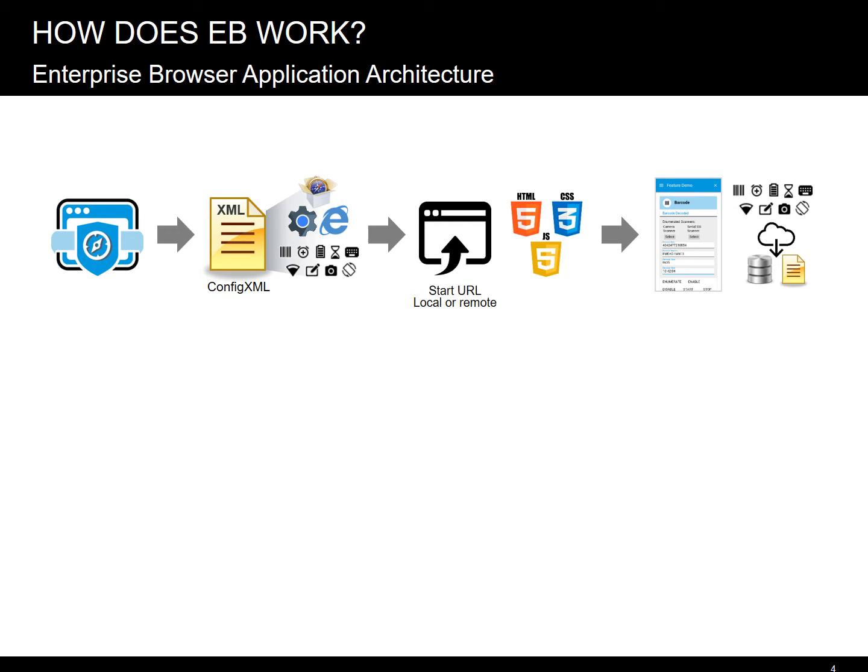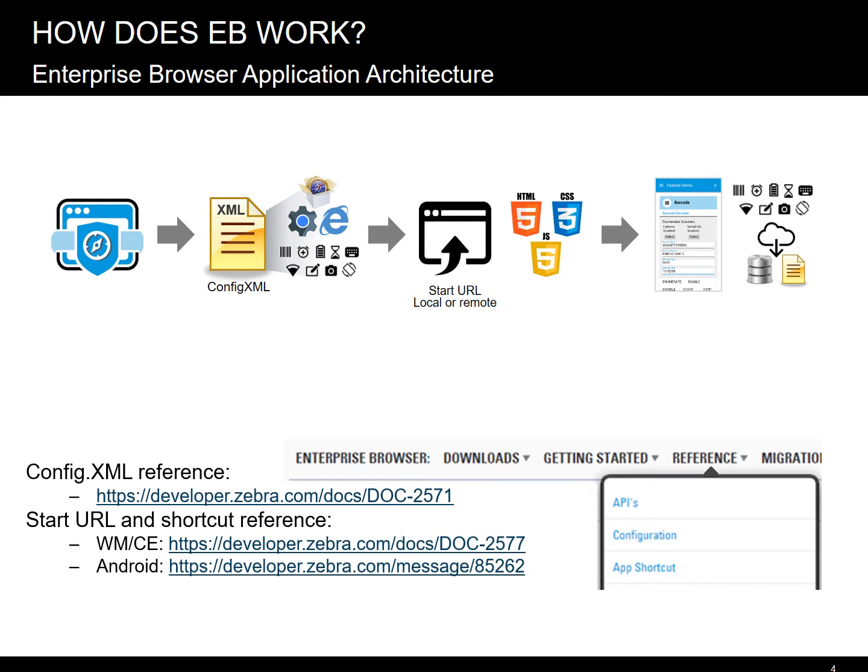You get to choose whether to include all or just some of them. That's it. The links below will take you directly to references on what can be configured in config.xml and how to create shortcuts that directly launch different apps on the same WM, CE, or Android device.